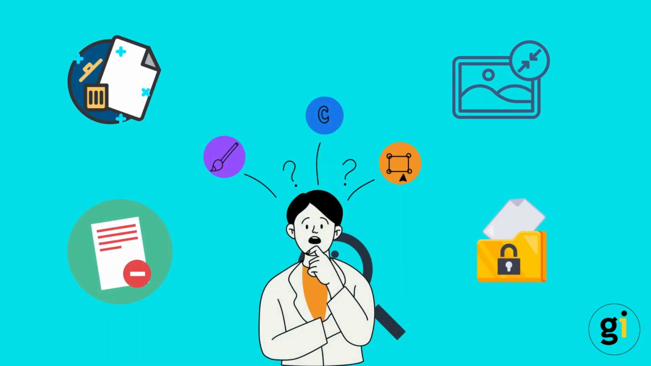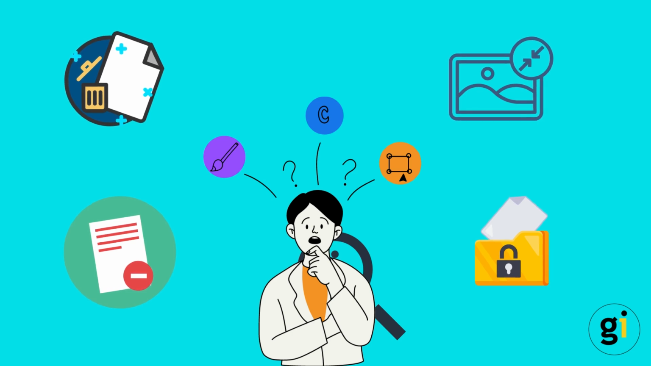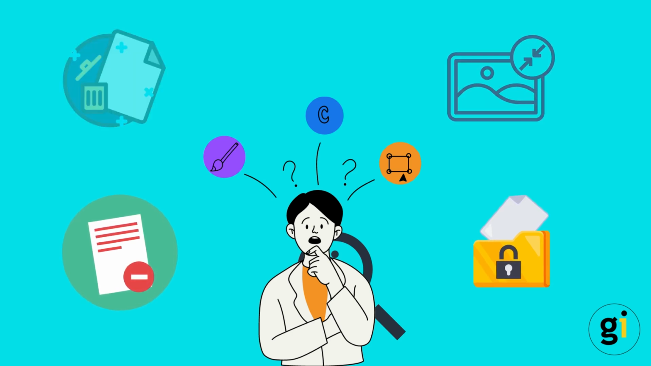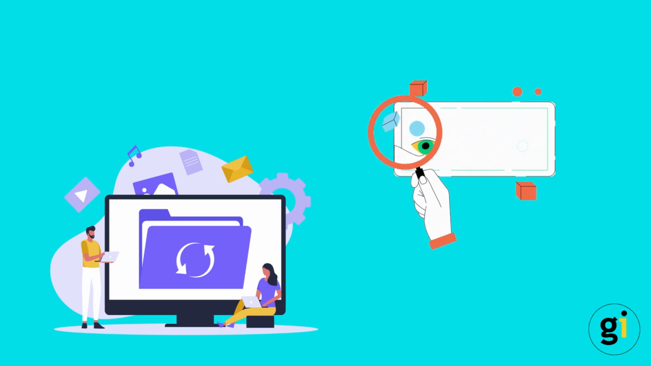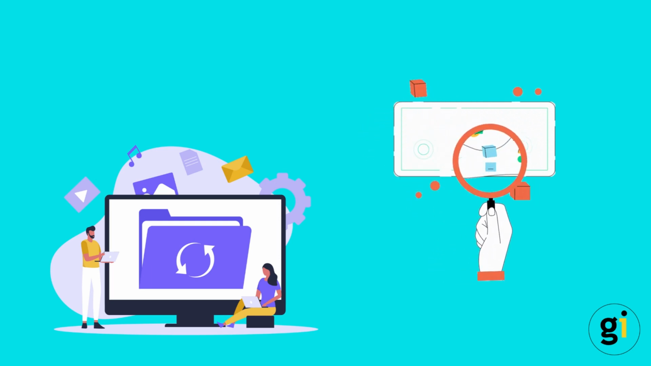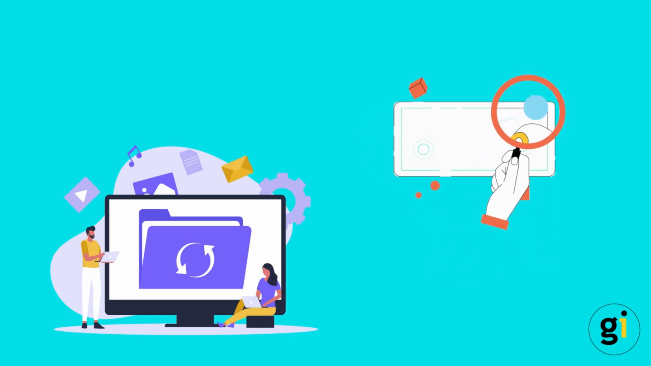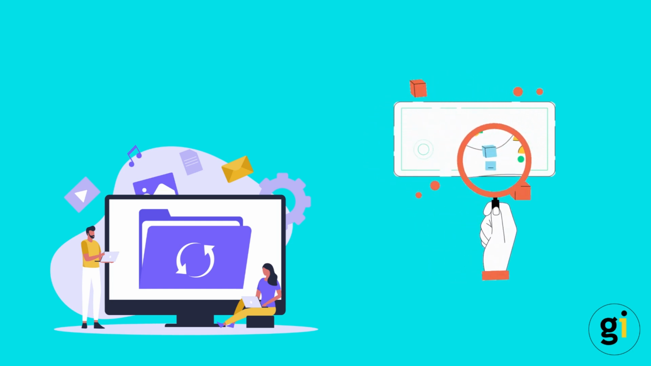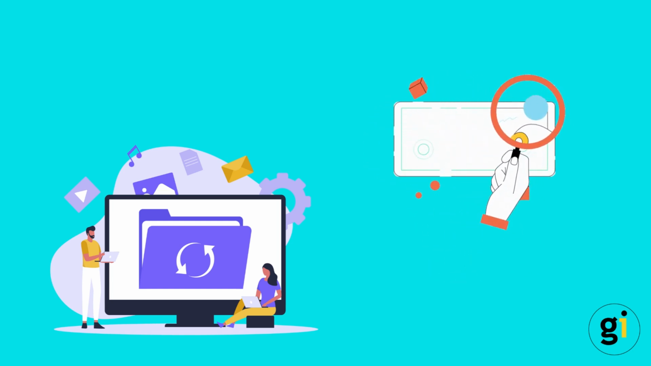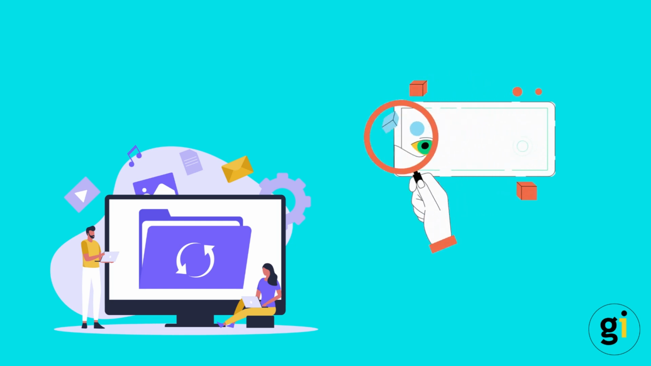In some cases, conventional methods may not recover deleted files. This is where file carving techniques come into play. File carving involves extracting files from raw data by identifying file signatures or specific file patterns. It is useful when file system metadata is unavailable or corrupted. File carving tools analyze the raw data and reconstruct files based on known file signatures, enabling the recovery of fragmented or partially overwritten files.